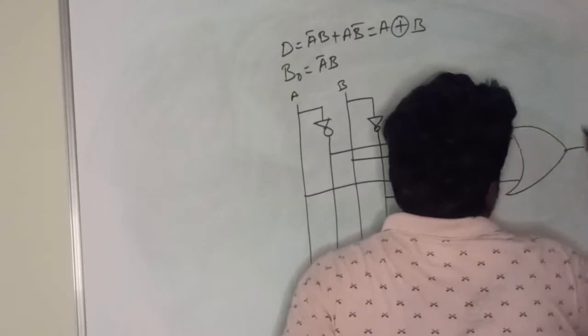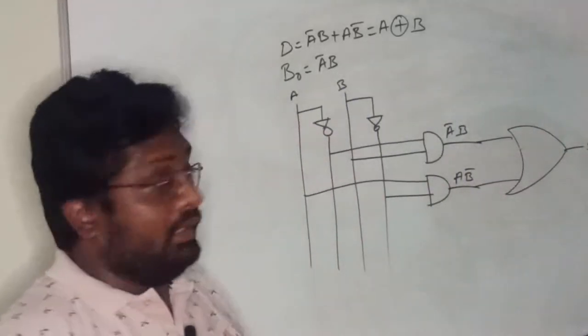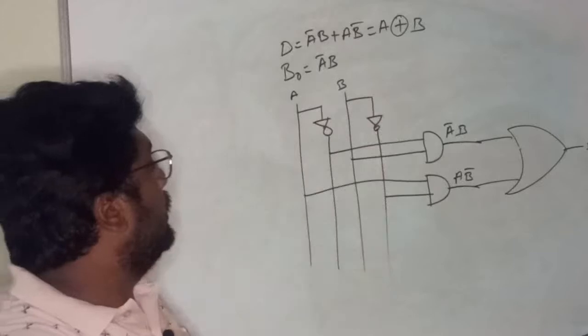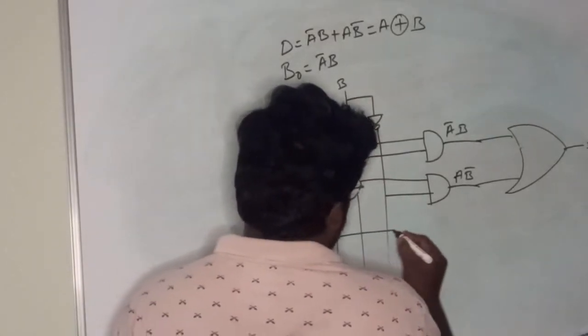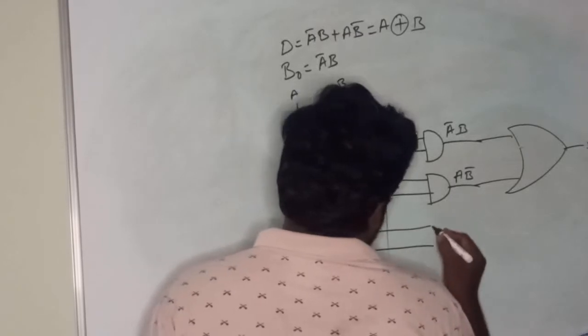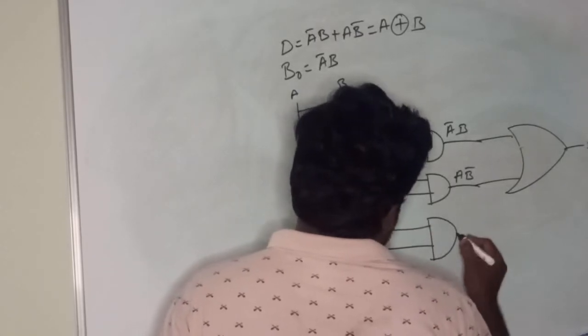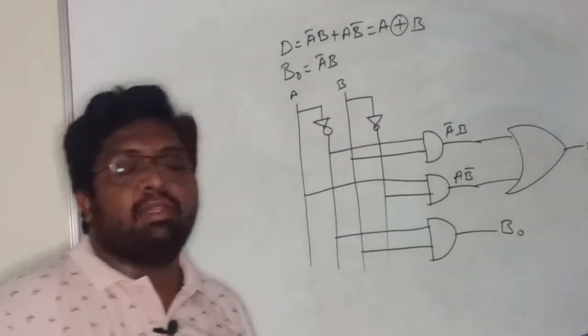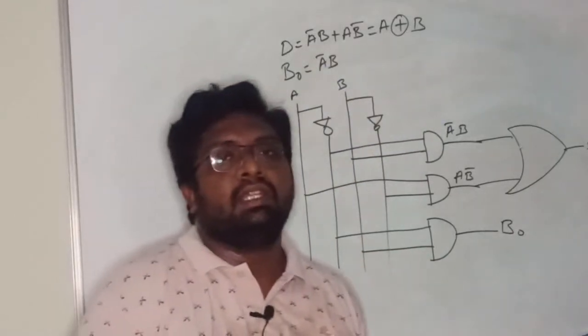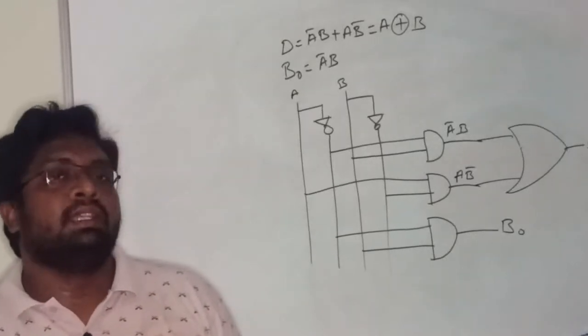So this is nothing but the difference D. Next one is B naught, that is B naught equals A complement B. This is how we will be representing a half subtractor by using the simple logic gates.